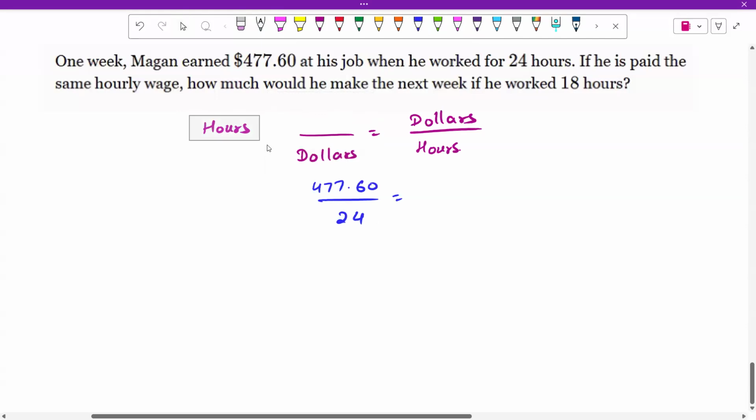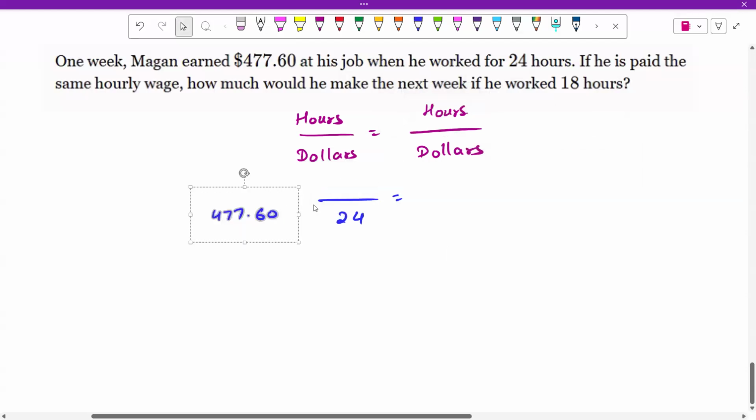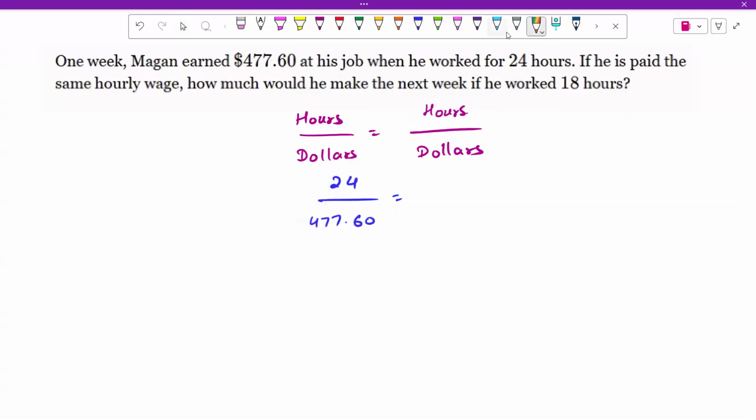Here are dollars. Here are hours. Dollars and hours. Whatever way we are writing will give us the same answer. So this is equal to 18 over X. So over here, we have to cross multiply.